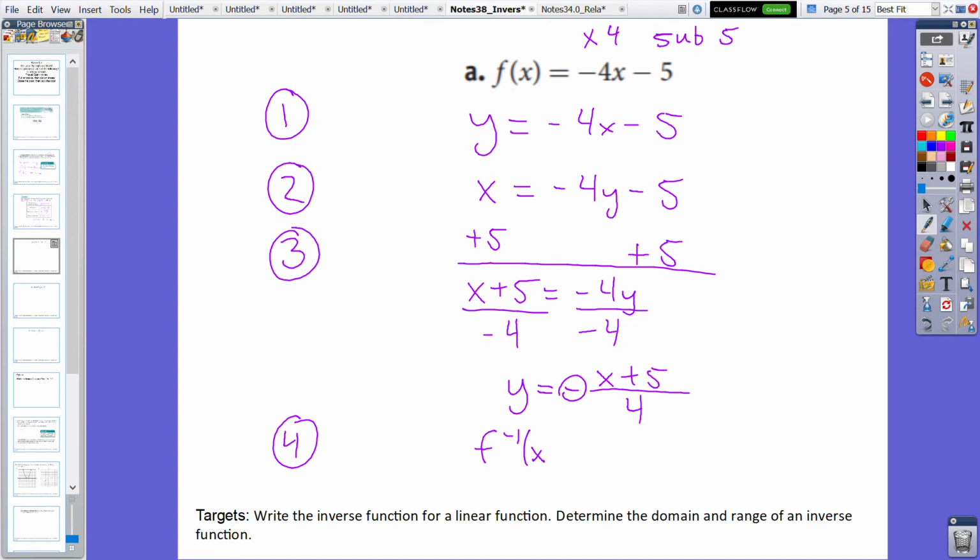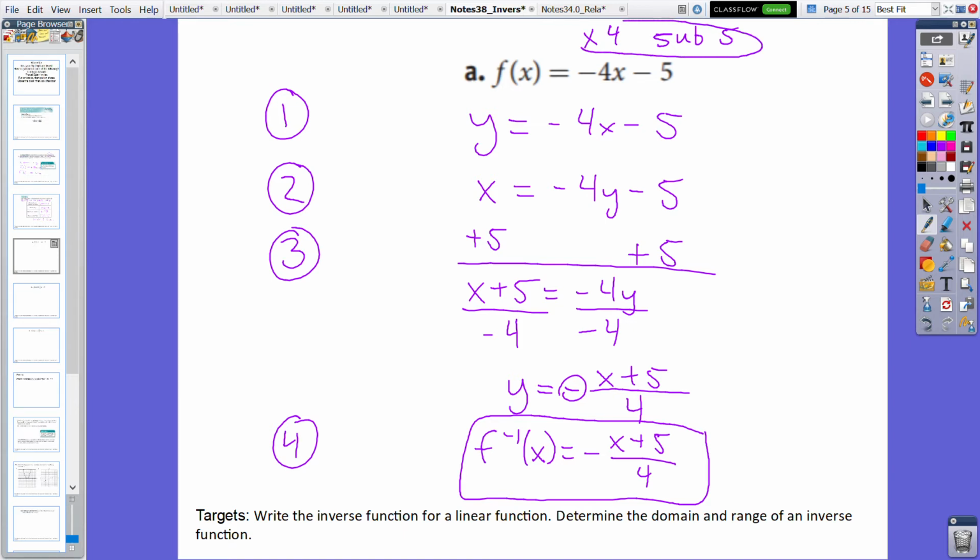So f inverse of x equals, once again, the opposite of x plus 5, divided by 4. Keep in mind here, here's what we do. Instead of subtracting 5, now we're adding 5. And instead of multiplying by 4, we're dividing by 4, which is the undoing of what we originally started with up here.